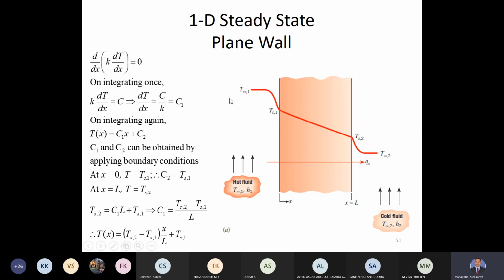Also, we have not considered the convective conditions until now. These two convective conditions are not considered. We are only interested in deriving the temperature profile across this slab. We'll stick to the solid portions only. We'll bring about the convective conditions later on.